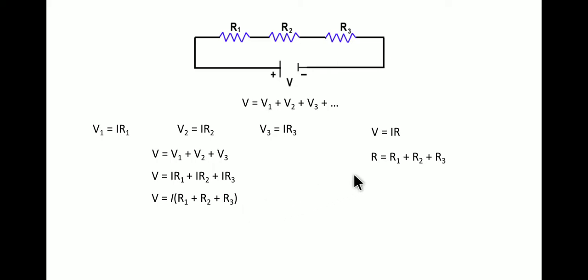So if R is the equivalent resistance for the entire set of resistors over here, then we can write that the equivalent resistance when connected in series, R_s, will be equal to R1 plus R2 plus R3 and so on.